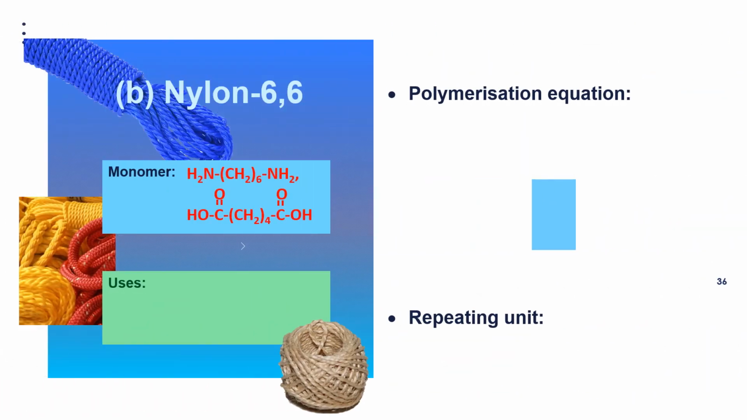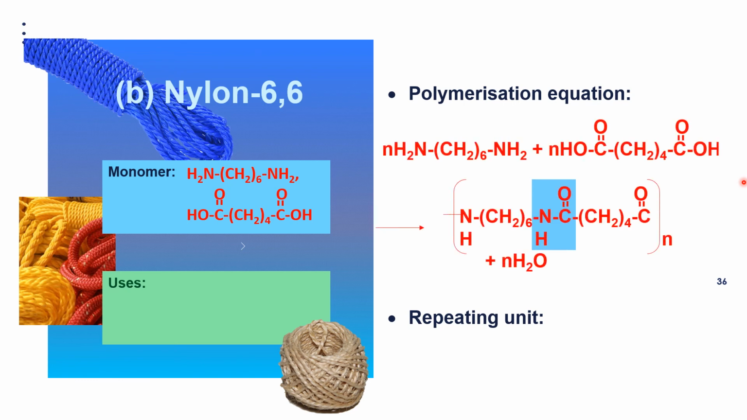Finally, we have nylon 6, another example of a condensation polymer. The 6 stands for the number of carbons. The monomers we have are hexane-1,6-diamine and hexane-1,6-dioic acid, so 6 carbons in the amine and 6 carbons in the carboxylic acid. In the polymerization equation, n mole of hexane-1,6-diamine plus n mole of hexane-1,6-dioic acid react and form nylon 6. It's a condensation reaction, so water is removed.